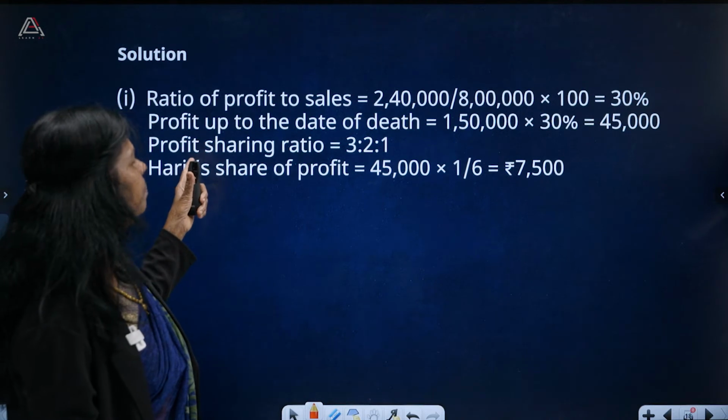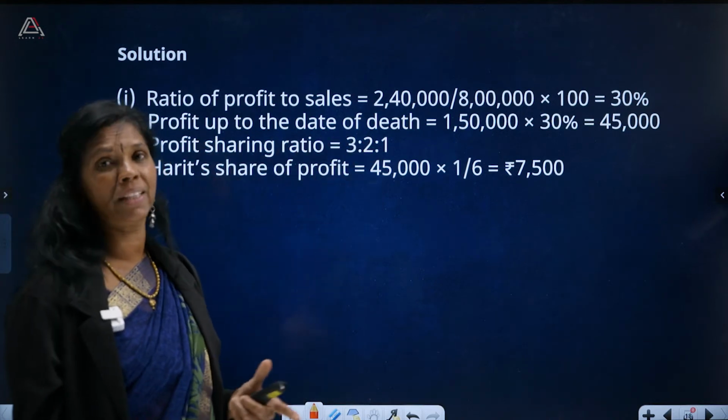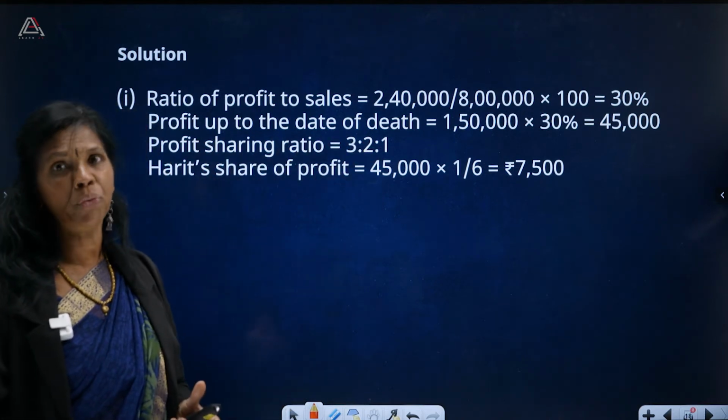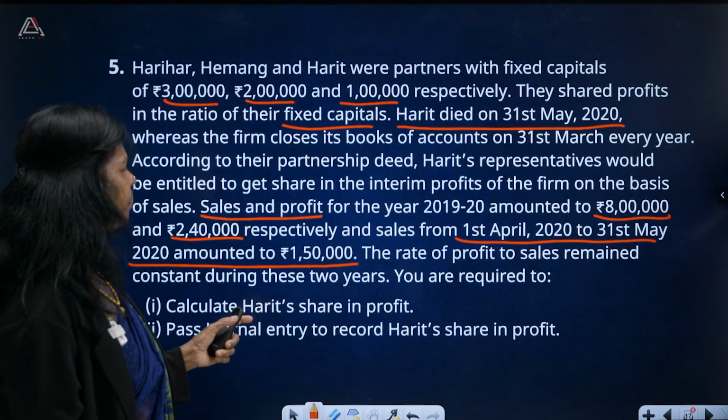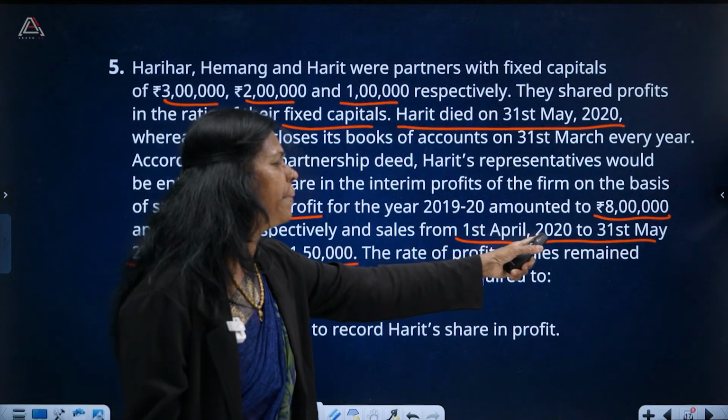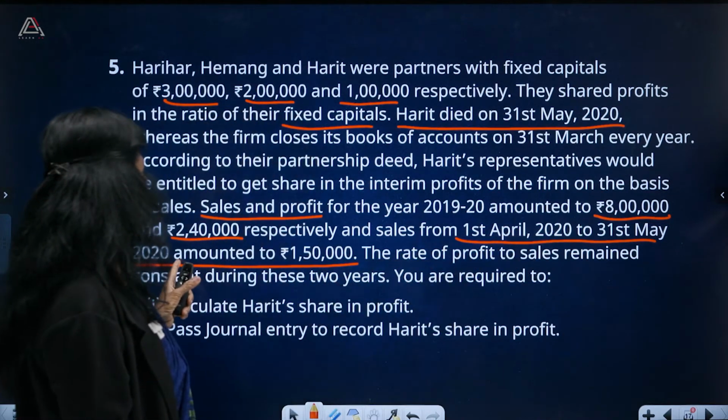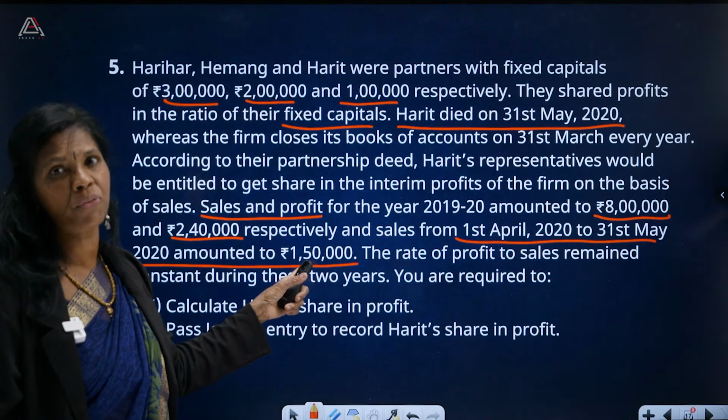So, 2,40,000 divided by 8 lakh into 100, that is 30%. Then, profit up to the date of death. How to find out profit up to the date of death? That is 1,50,000. It is given. See, from 1st April 2020 to 31st May, the sales amount to rupees 1,50,000.